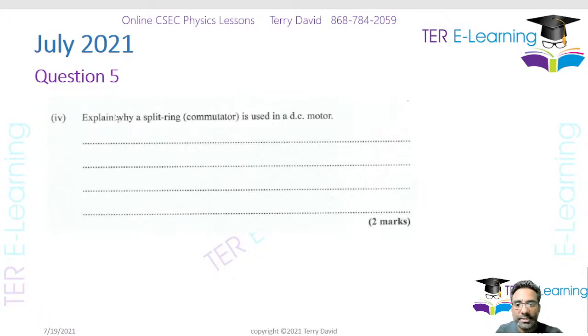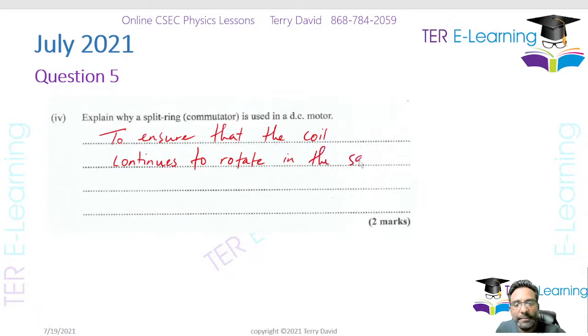So the question is, explain why the split-ring commutator is used in a DC motor. And all you need to say here is to ensure that the coil continues to rotate in the same direction. That's the purpose of the split-ring commutator. It's to ensure that the coil rotates in one direction only. If you didn't have that there, then it's going to just move back and forth.